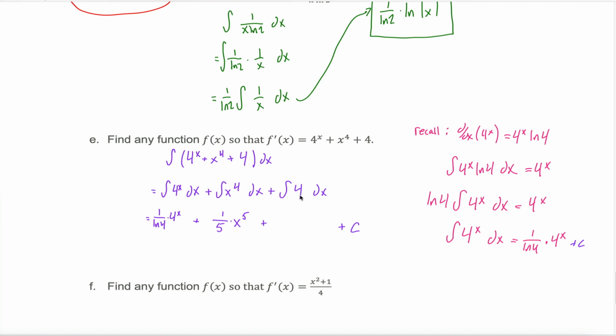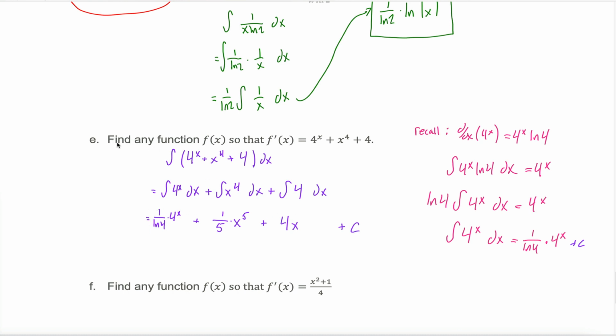Finally, the 4 is just a constant. When I take the antiderivative of the constant, I always tack on my variable, so I get 4x. If you're uncomfortable with that, take the derivative of 4x and realize that you get 4 as the answer. Therefore, the antiderivative of 4 is going to be this 4x. I already wrote my plus c, which represents any arbitrary constant.